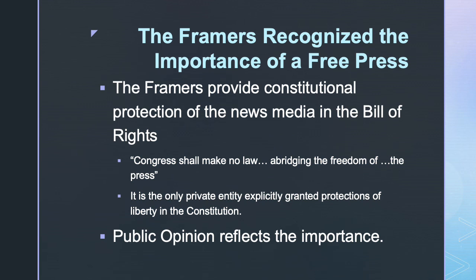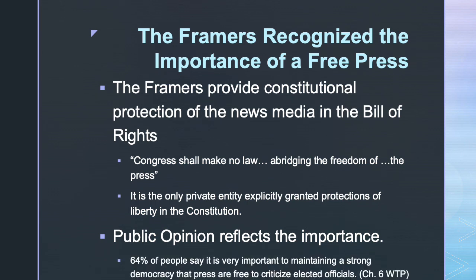And public opinion reflects that a free press is of great importance to democracy. In Chapter 6, the chapter on public opinion, there were questions about what people think is very important to maintaining a strong democracy. And one of the questions was about the press. It said that 64% of people in the United States say that it is very important that we have a free press and that the free press is able to criticize elected officials, that they view that as an incredibly important aspect of living in a democracy. So hopefully in this section, you've seen the role that, at least ideally, the news media can play in a democracy and how it is constitutionally embedded in the Bill of Rights, and also reflected even today in public opinion.